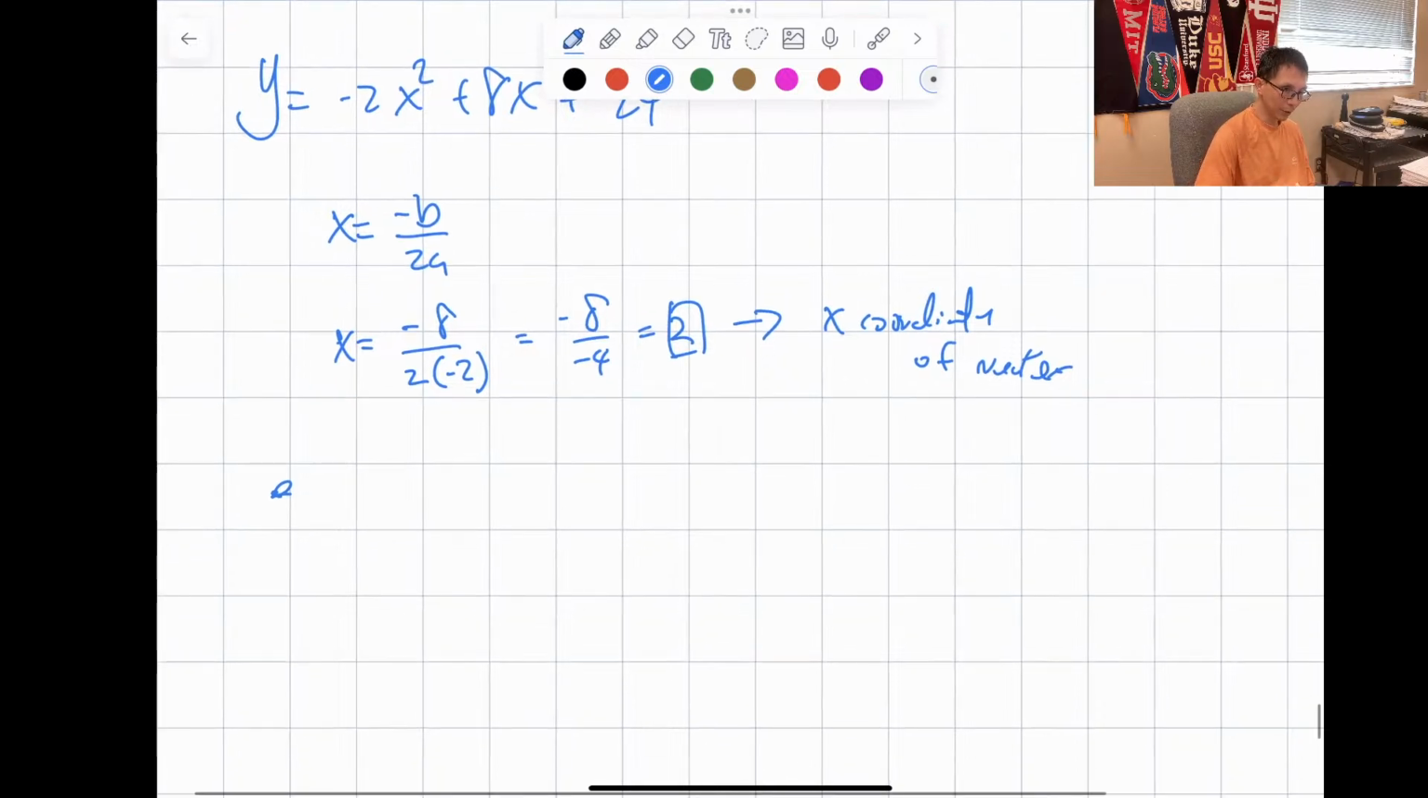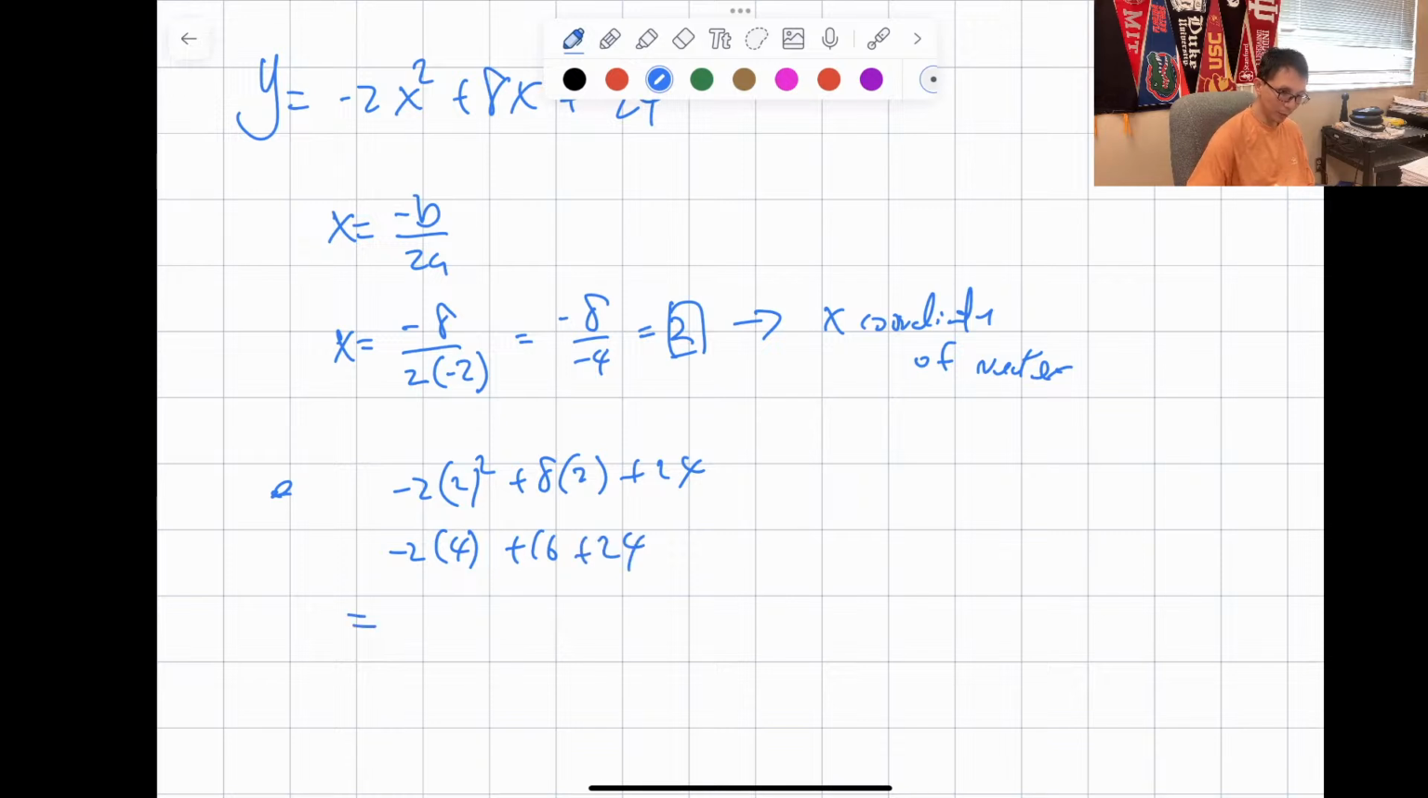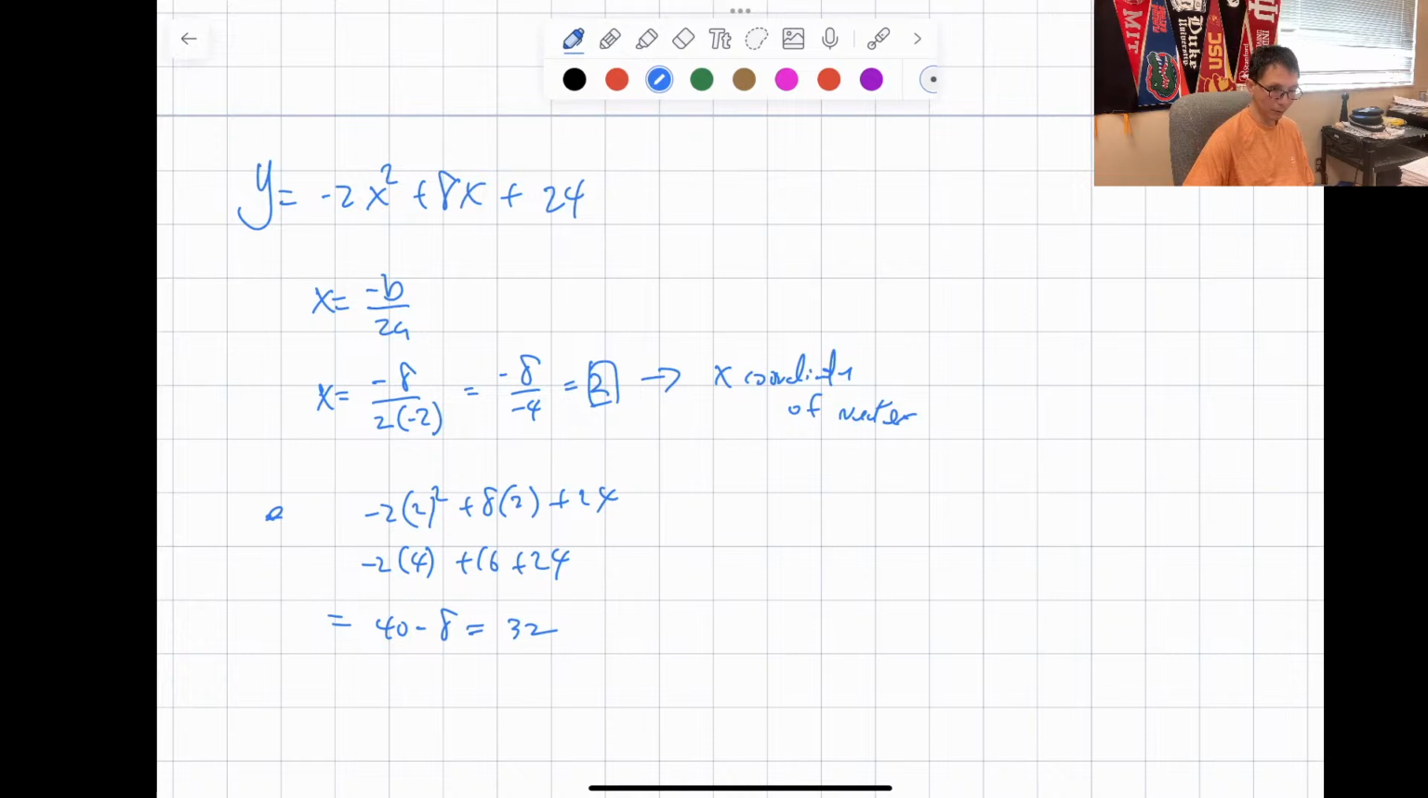Then I can plug in 2, so it'll be negative 2 times 2 squared plus 8 times 2 plus 24. That's equal to negative 2 times 4 plus 16 plus 24. That's equal to 40 minus 8, equal to 32. So it will be 2 comma 32, would you say? So that is the vertex, right? Do you guys got that or no?